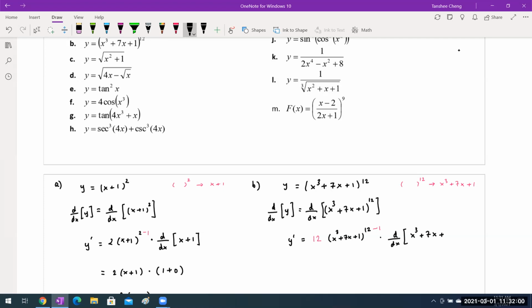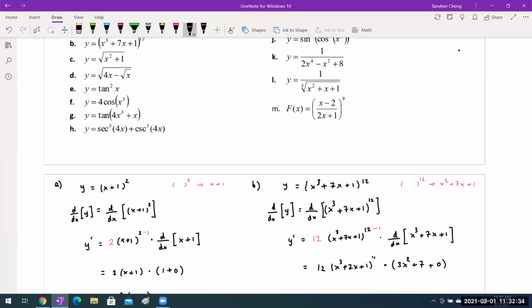I will recommend you write it down step by step all the time until you feel very comfortable. If you are barely practicing it, I would just recommend that you do write this step down. So 12, that will become x to the third plus 7x plus 1 to the 11 power times, we're now taking derivative of inside, which is going to be what? 3x squared plus 7 plus 0.